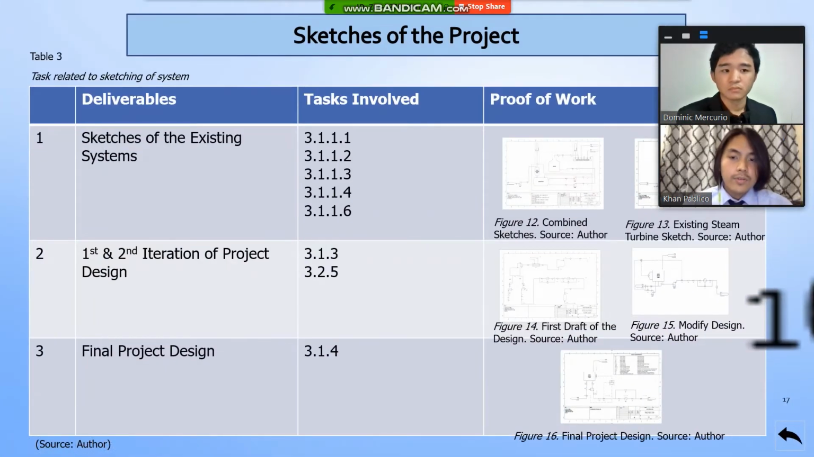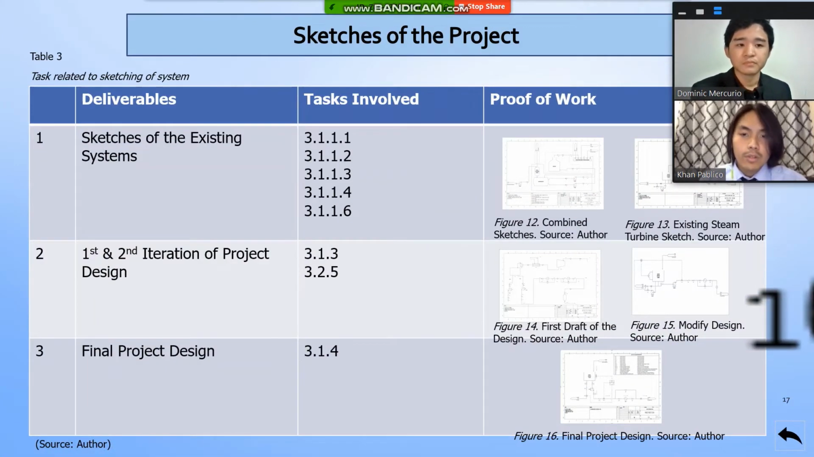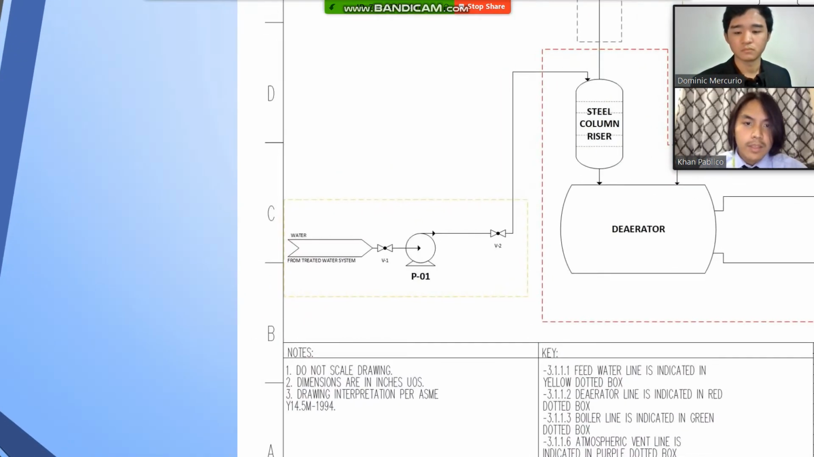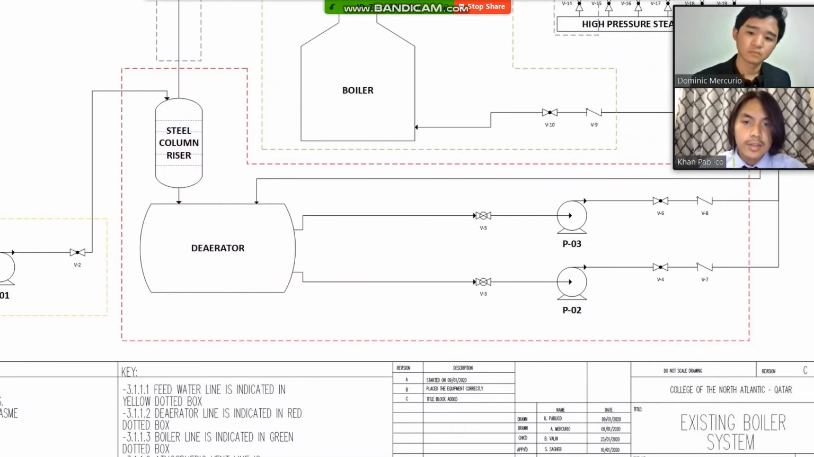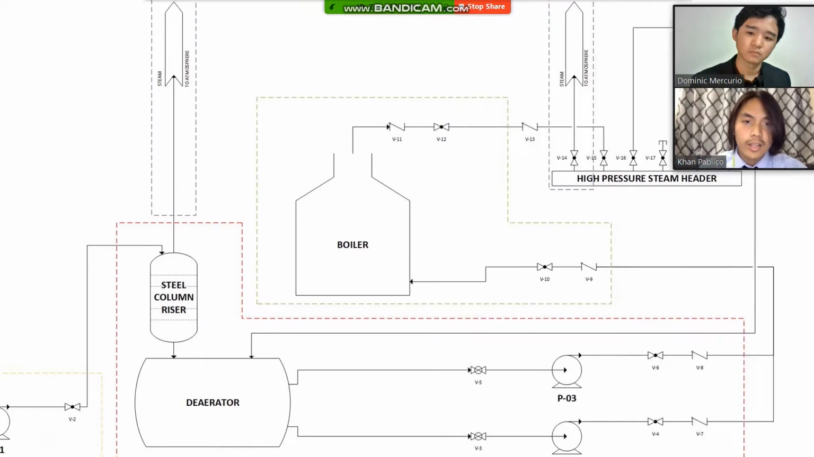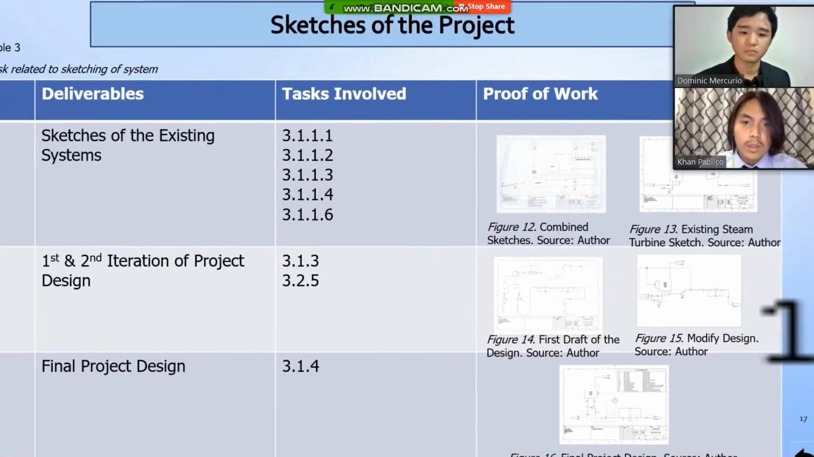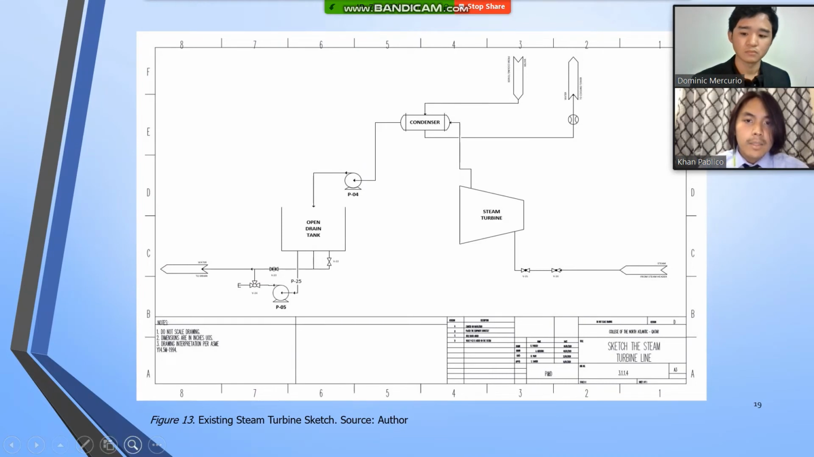So for this, we have a total of 5 sketches. The first sketch consists of 4 tasks. The first task is looking at the feed water line. The second is the deaerator line. The third is the boiler line. And the fourth is the atmospheric line. The second drawing is the steam turbine line.